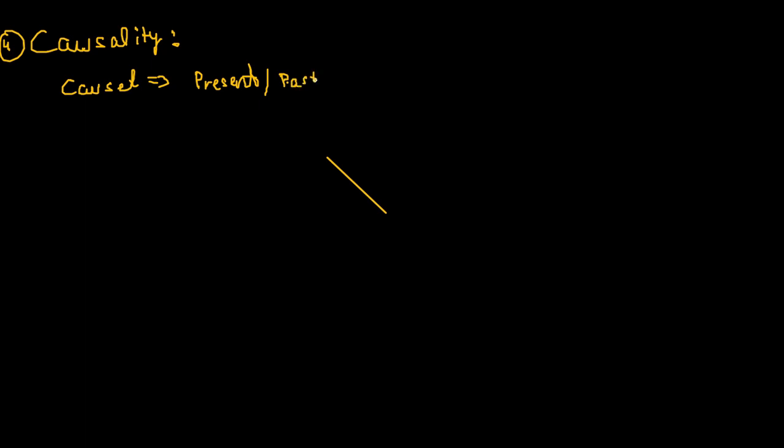The next topic is causality. The fourth property is causality. Causality tells us whether the value depends on past, present, or future inputs. We say it's causal if it depends only on present and past, and it's non-causal if it depends on the future.